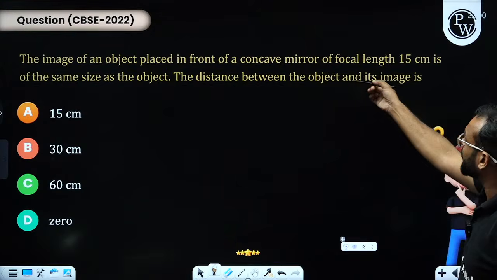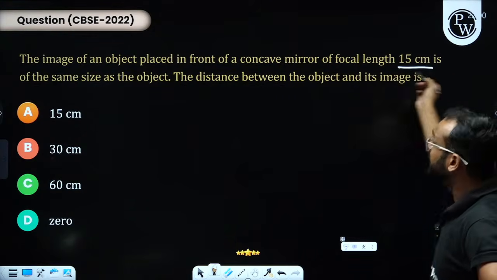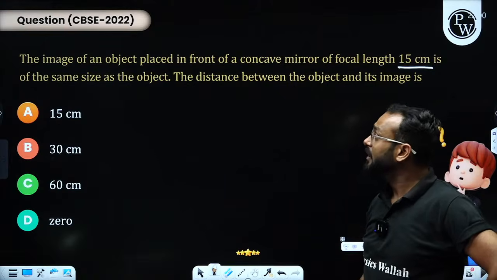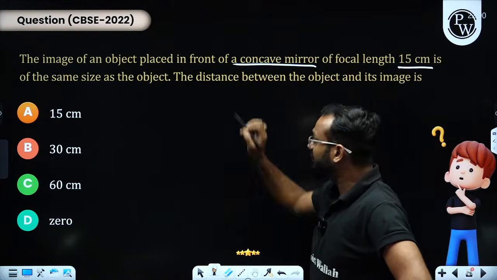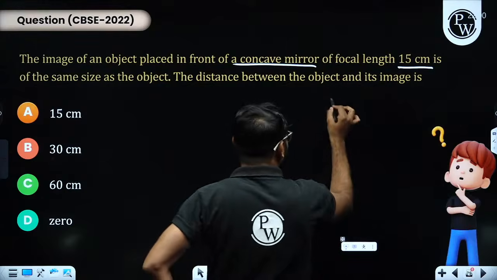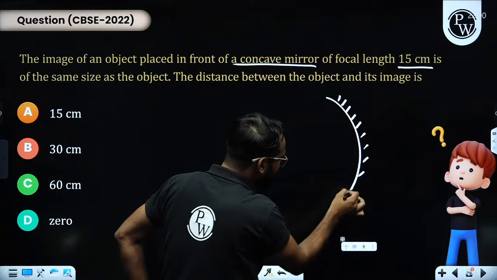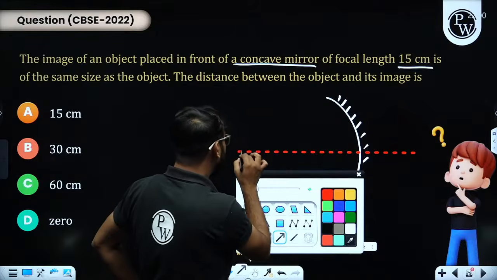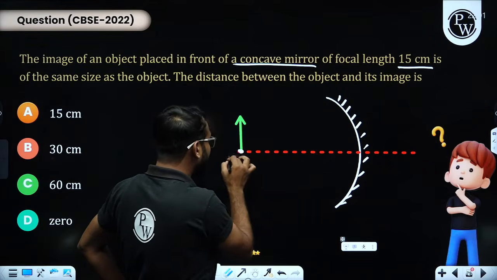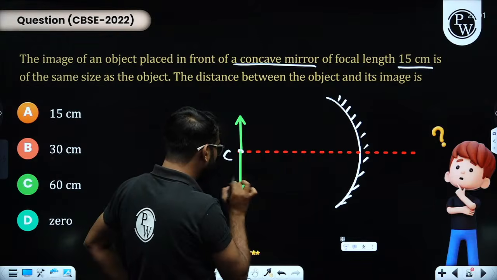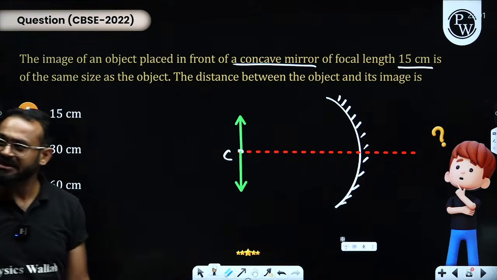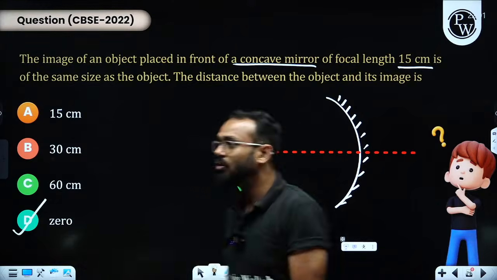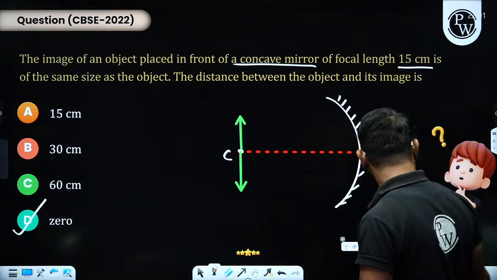Image of an object placed in front of a concave mirror of focal length 15 centimeter is of the same size as the object. The distance between object and image? Concave mirror it is. When you get the same size image, the object is placed at center of curvature, and the image will form at the same point. What is the distance between them? So there is no distance. Answer is 0.